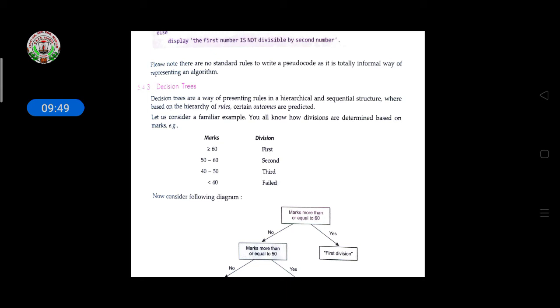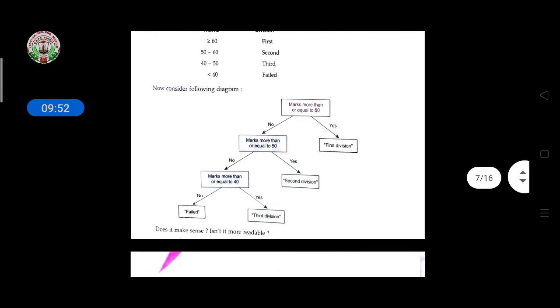So if you are making the decision tree like this, first you give the condition: marks more than or equal to 60. If it is true, meaning the marks matched what is given in the box, marks more than or equal to 60, then it goes to the first division. If it is not matched in this condition, then it goes to the second condition. If marks are more than or equal to 50, then if yes, it goes to second division.